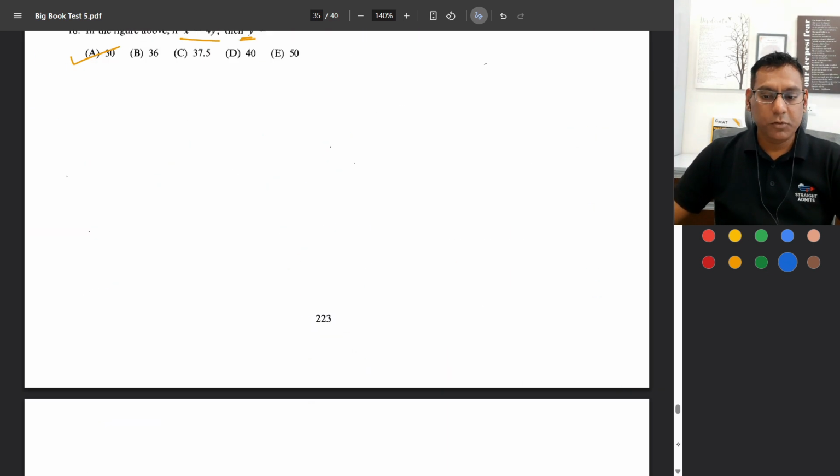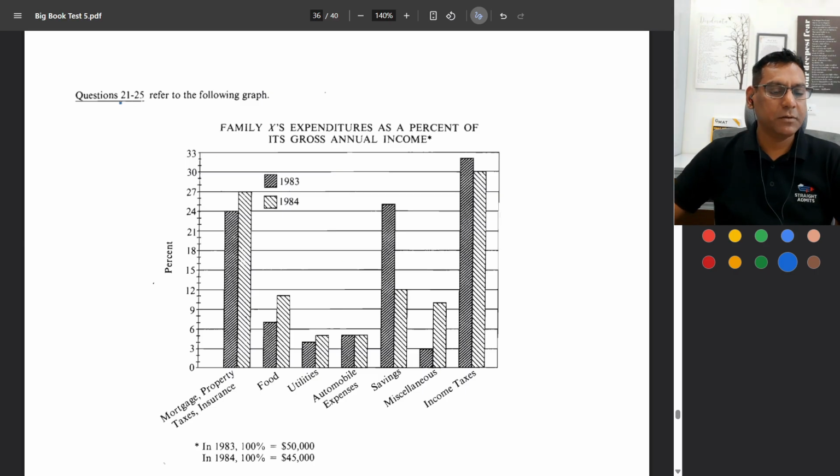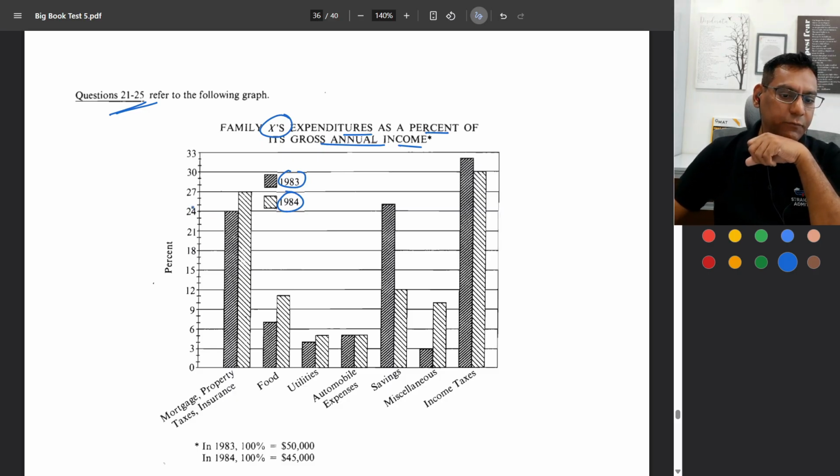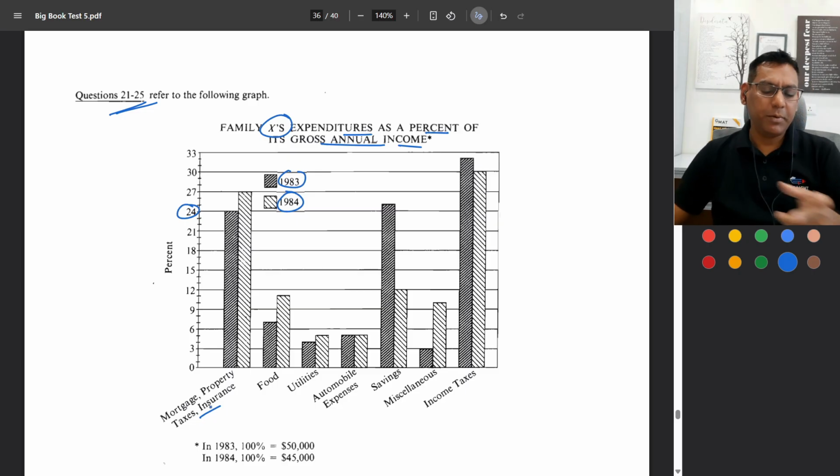Okay, let's move on to the more difficult one, which is the graphs. Questions 21 to 25, family excess expenditures as a percent of gross annual income. Okay, for 2 years, 83, 84. So in 83, they spent 24% in mortgage, property tax and insurance, whereas in 84 they spent 27%.